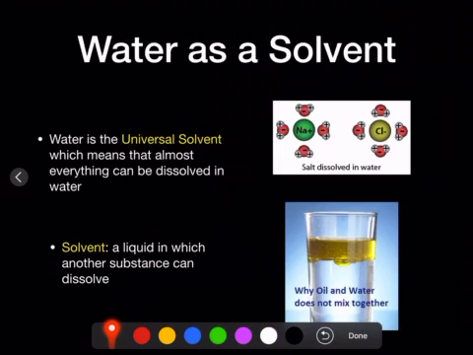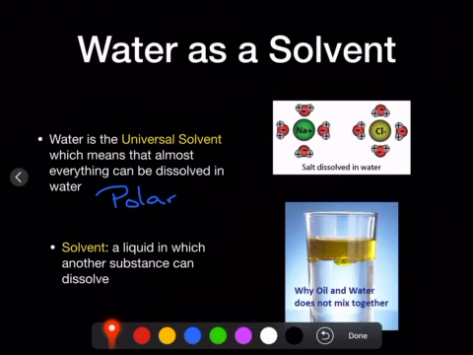Now, water is also what's known as a universal solvent. What this means is that almost everything dissolves in water. If something is polar, meaning it has a charge when dissolved, water will dissolve it. For example, sodium chloride. Sodium has a positive charge, chlorine has a negative. Water will surround the sodium with the negative oxygens to dissolve it. The same thing happens with chlorine, except the hydrogens surround it. So almost everything dissolves in water.